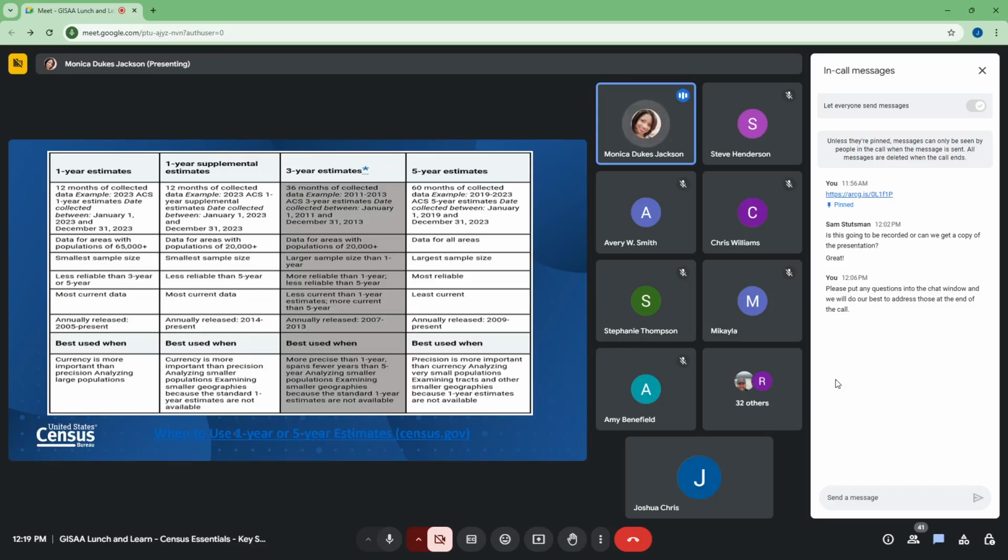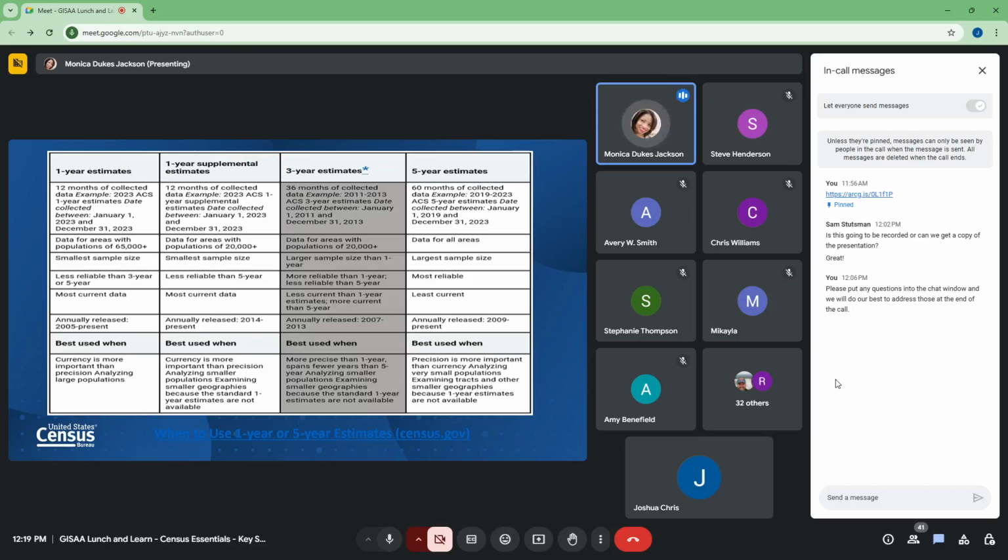It is the smallest sample size, so it's going to be less reliable than the higher years in the table. It's going to be the most current data that we have available. It is released annually, and it's been released since 2005, so you can do a historical look at data all the way back to 2005. It's best used when currency is more important than precision, analyzing large populations.